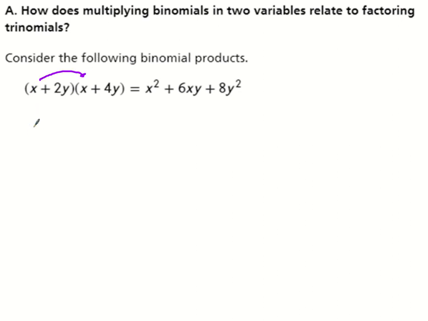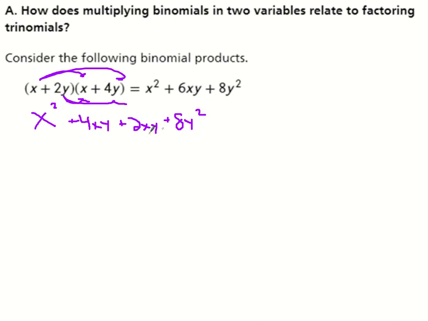If I have x squared, and sorry guys, the pen is just being really weird right now. Okay, so if I multiply x times x, that's going to give me x squared. X times 4y, that's going to give me 4xy. 2y times x, that's going to give me 2xy. And then I have 2y times 4y. Well, that's going to give me 8y squared.